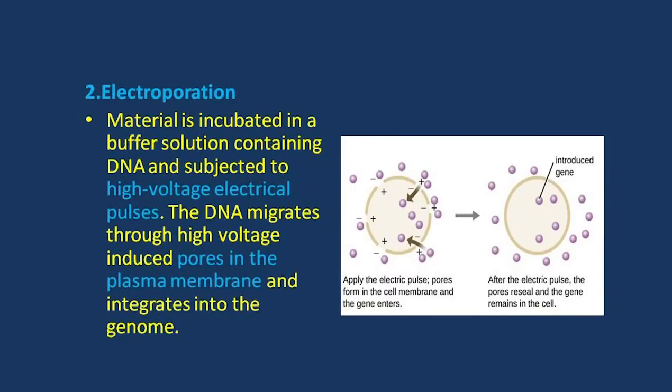The second method is called electroporation. The material to be transformed is incubated in a buffer solution containing the foreign gene and the marker gene. It is subjected to high voltage electric pulses. This induces holes in the plasma membrane through which the foreign gene enters the cell and integrates into the genome.